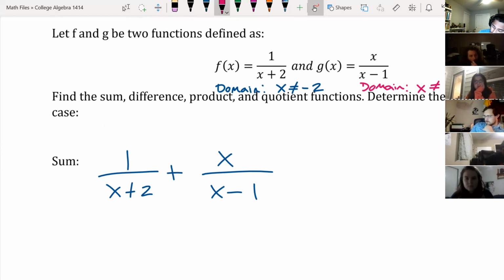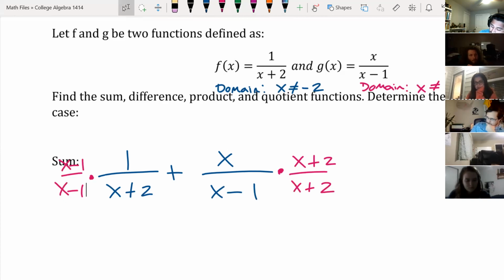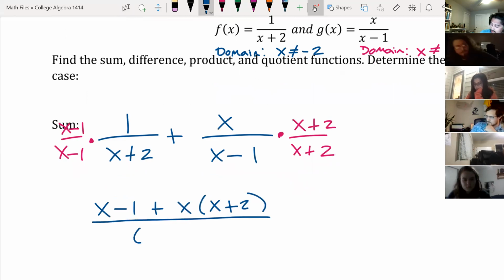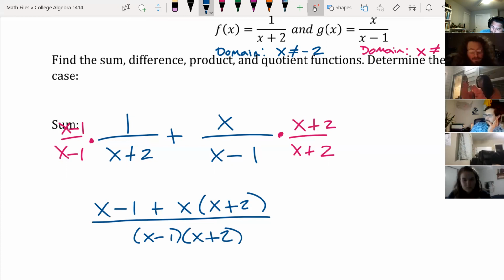Denominator. Good. So this fraction gets multiplied by x plus 2 over x plus 2, and this fraction gets multiplied by x minus 1 over x minus 1. What we're left with is x minus 1 plus x times x plus 2, all over the same denominator of x minus 1 times x plus 2. Okay. Now just clean up.